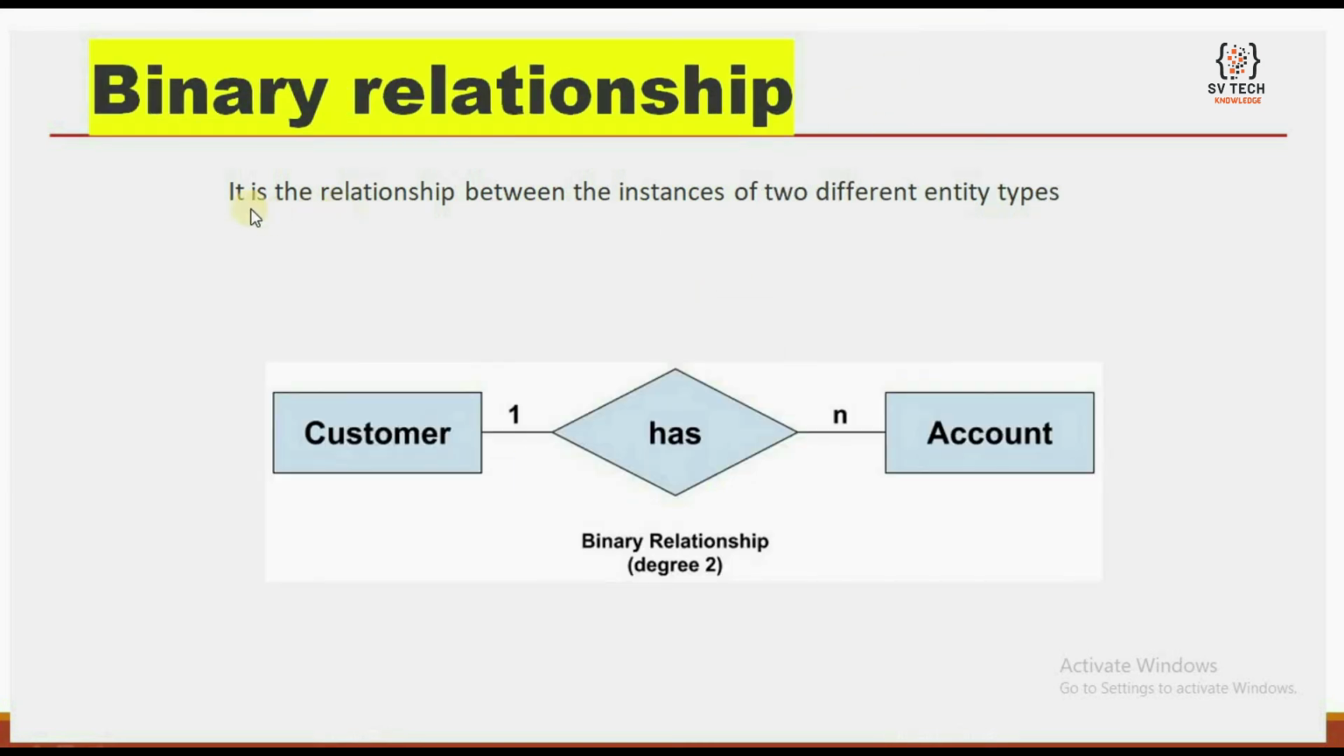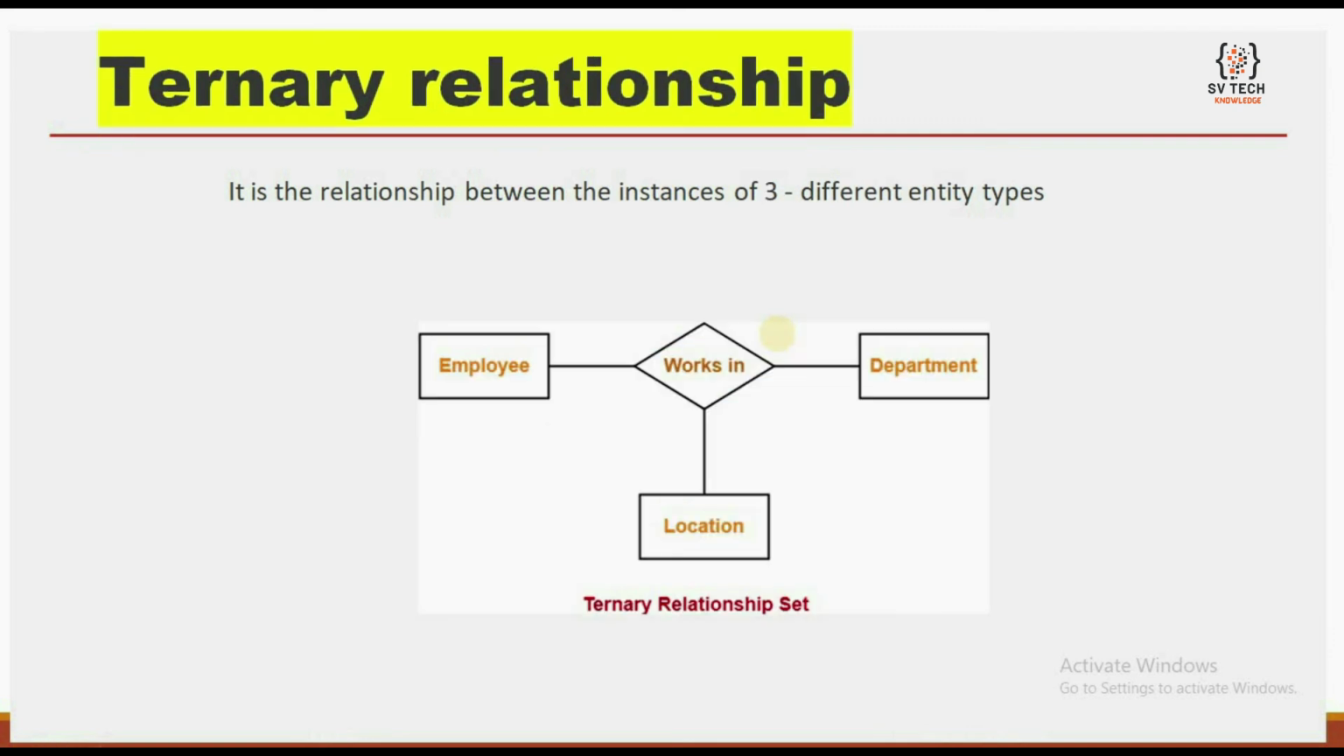Binary relationship: it is the relationship between the instances of two different entity types. Here customer is one type of entity and account is another type of entity. There is a relationship which is associated with two different types of entities, known as a binary relationship.